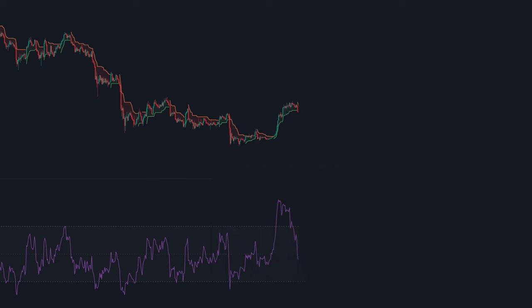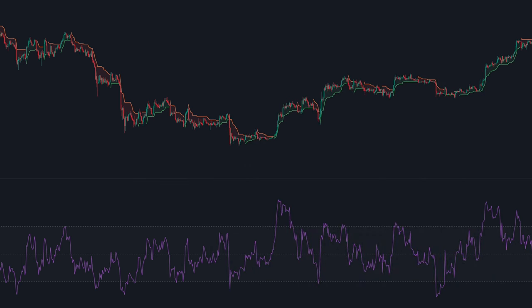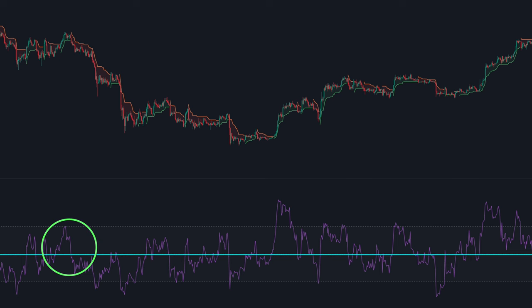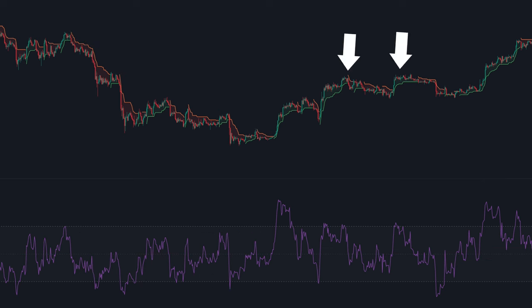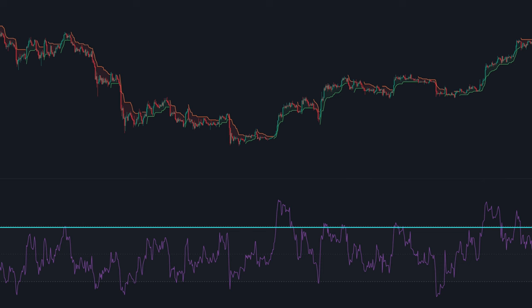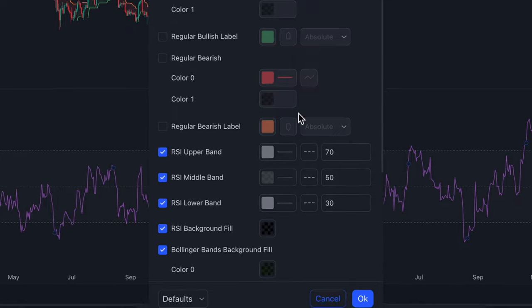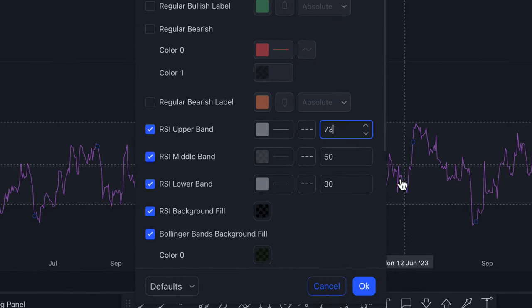Now, let's discuss the rationale behind the integration of the RSI, Relative Strength Index, into our strategy. RSI is a momentum oscillator that measures the speed and change of price movements. Its primary purpose in our strategy is to act as a filter, specifically designed to prevent entering trades at local highs. When RSI surpasses a certain threshold, such as 70, it suggests that an asset may be overbought, indicating a potential reversal or pullback. In our case, we set the threshold at 73 to add a margin of safety.